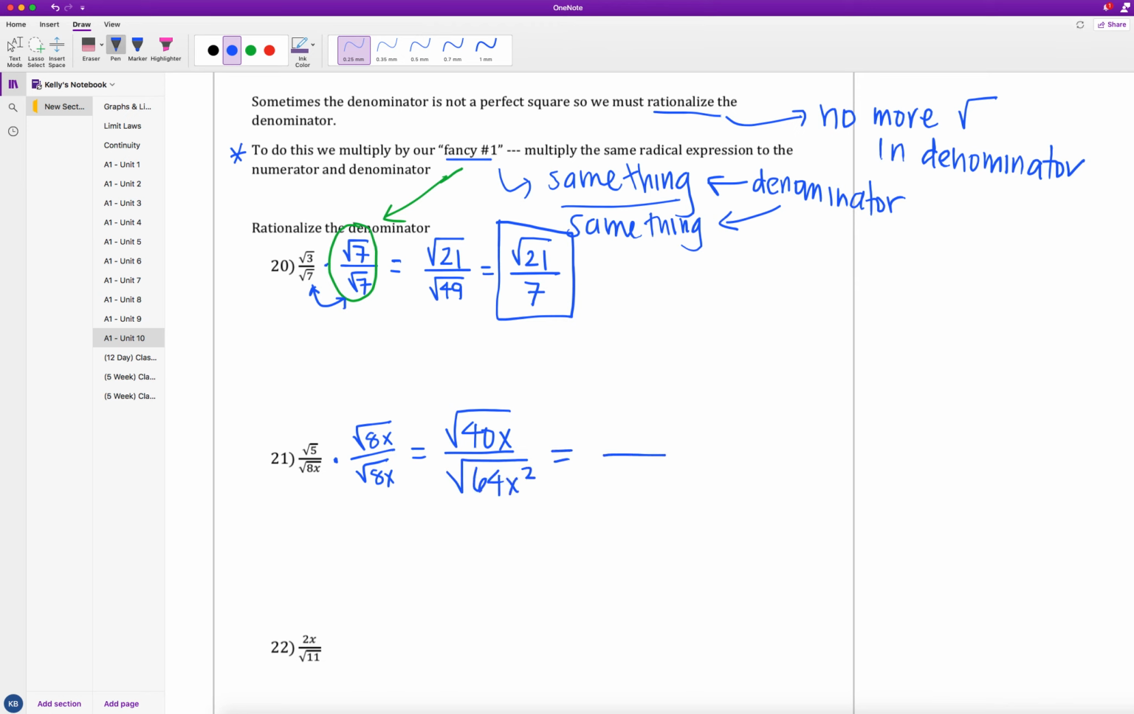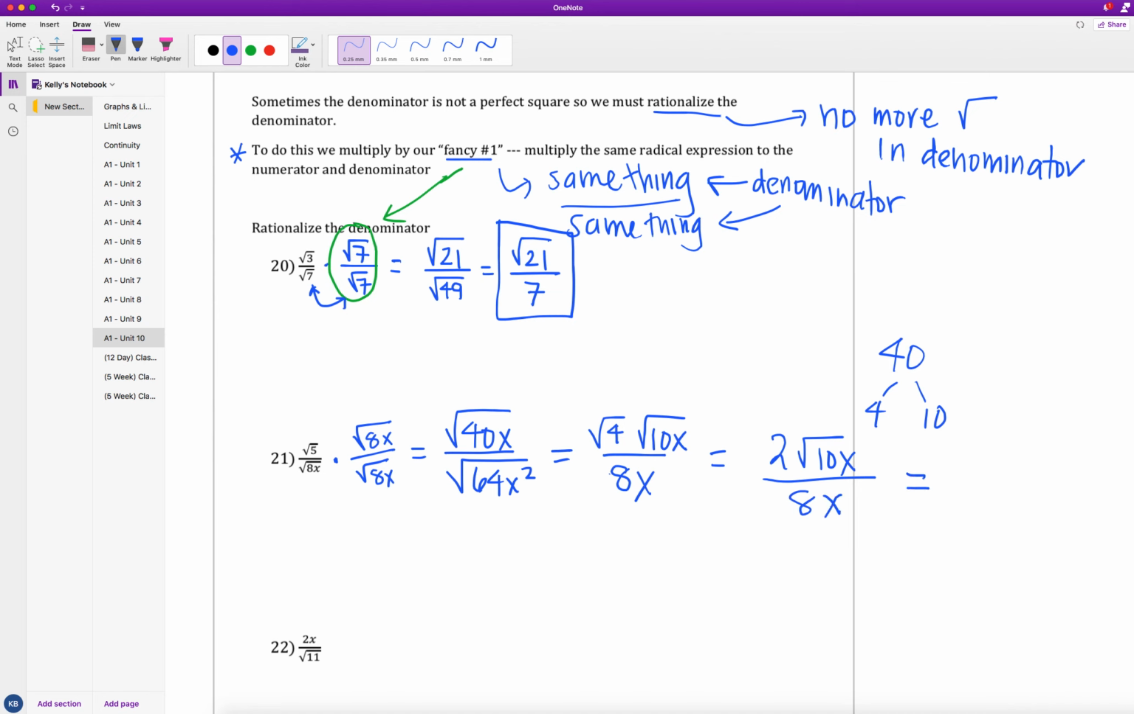And this will work out well since 64 and x squared are perfect squares. This will reduce down to just be 8x. For the numerator, 40 actually has perfect squares inside of it, so if I factor 40, we get 4 and 10. So I'm going to reduce this a little bit more with the square root of 4 times the square root of 10x, so the x is still there. Square root of 4 is 2, so we get 2 square root of 10x over 8x.